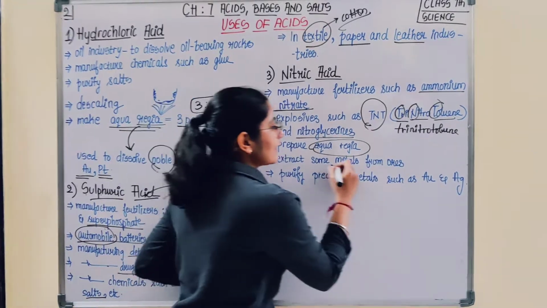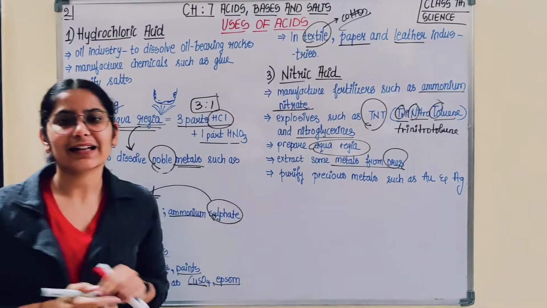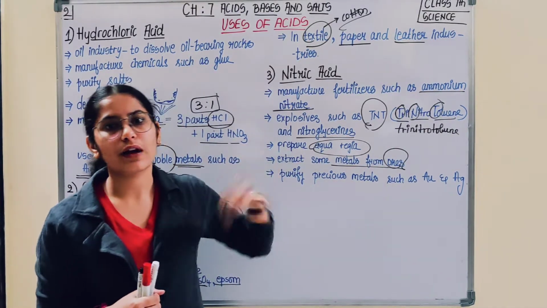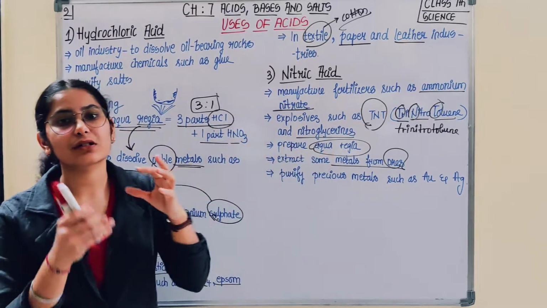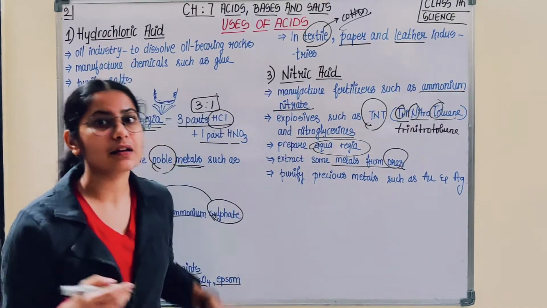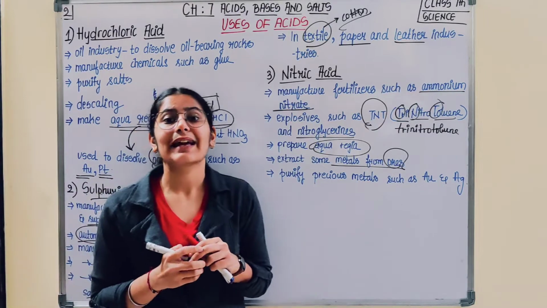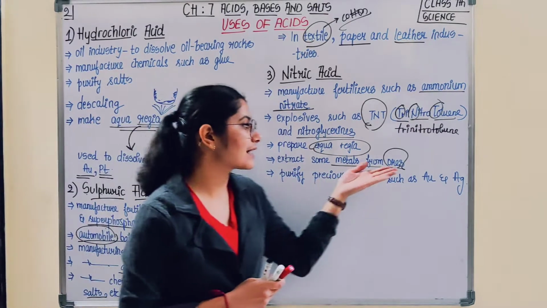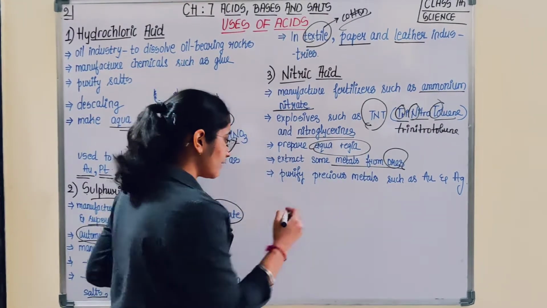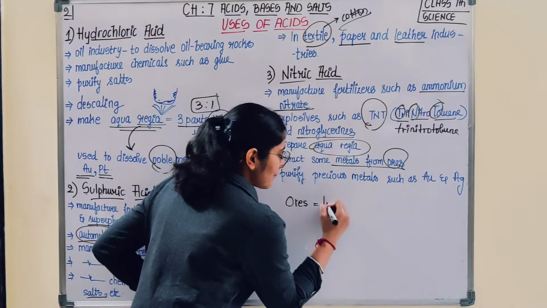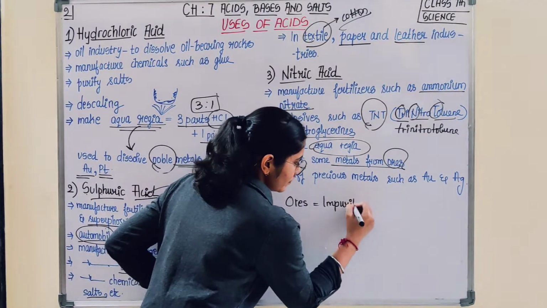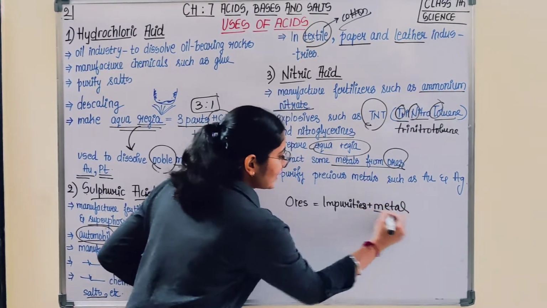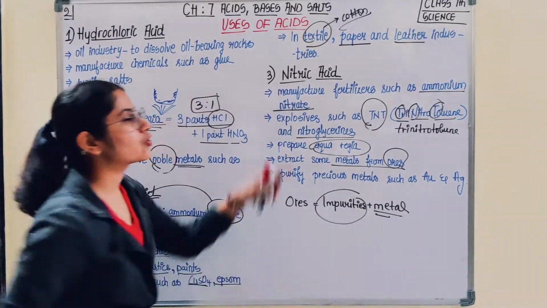Next is extracting some metals from ores. Okay, so metals we do not get directly. We have to dig the earth out, and we have to extract the metals. We have already discussed, no, you would be discussing, I'm so sorry, in class 8th there is a chapter known as metals and non-metals, where you would be discussing about ores. So ores is nothing but, in simple terms, impurities plus metal. So to separate the metal from these impurities, we have to use nitric acid.